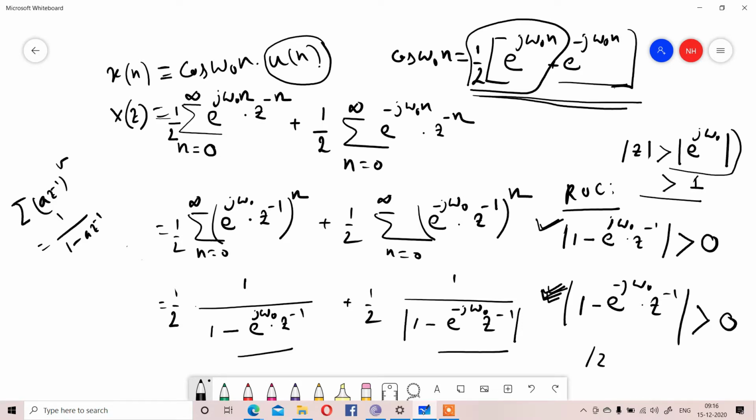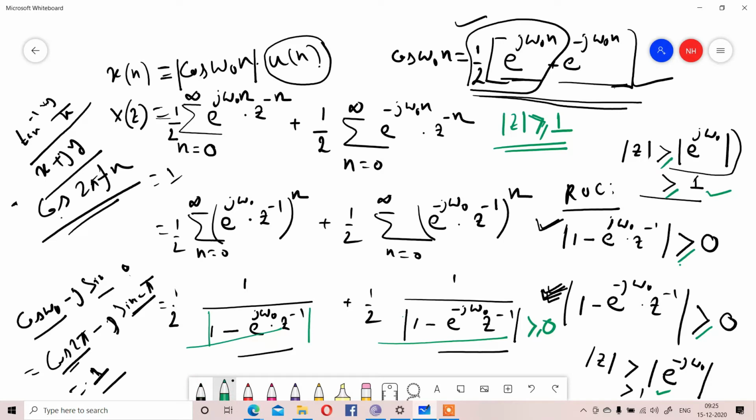Because mod z, in this case, you will get greater than mod of e to the power minus jω₀. And in the same way, the value of minus jω₀, real value, will also be 1. Because e to the power minus jω₀ gives you cos ω₀ minus j sin ω₀. So the mod of that value will be the square root of cos squared ω₀ plus sin squared ω₀, so 1. Now you just need to solve that part by doing some calculations.